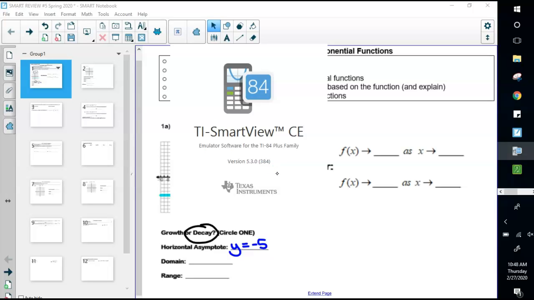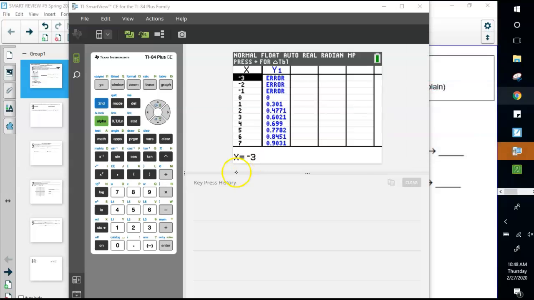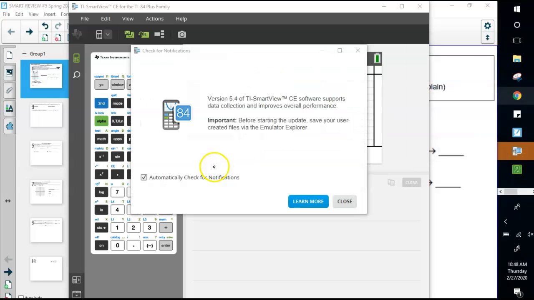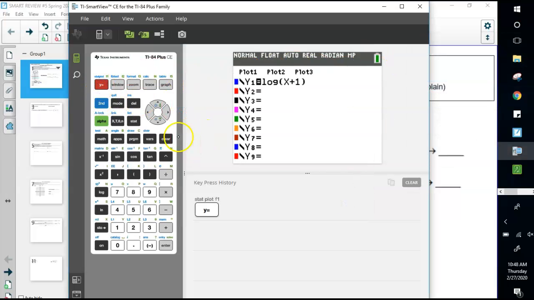One day my calculator will come up. Just a minute. Okay. There we go.